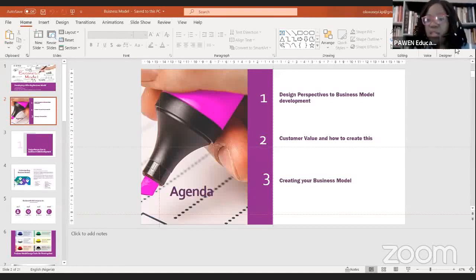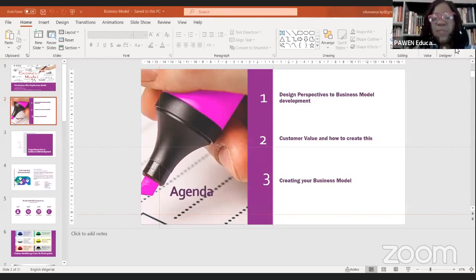That's fantastic. Okay, so today we'll be talking about 3 key areas. By way of introduction, my name is Oluwaseyi Kehinde-Peters, you all know. I'm the humble founder of PayWen, the Pan-African Women Empowerment Network. So today we'll be talking about 3 key areas with respect to business model.